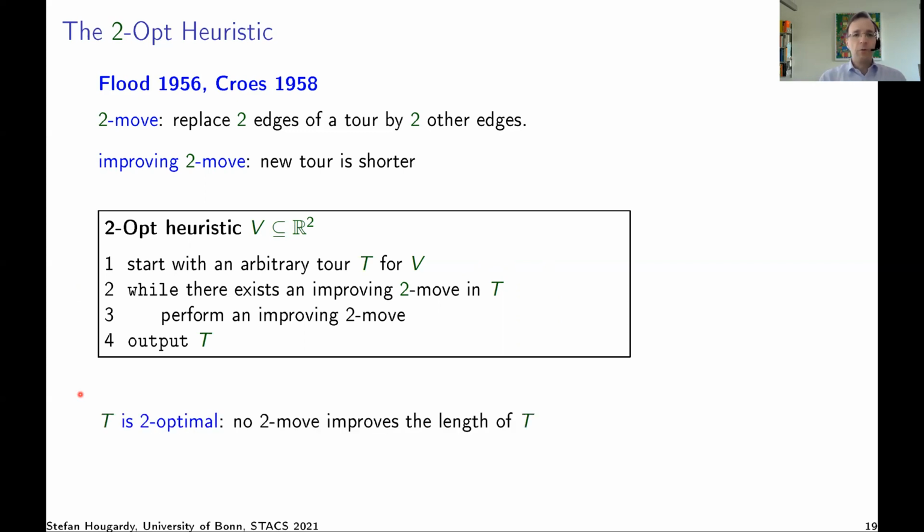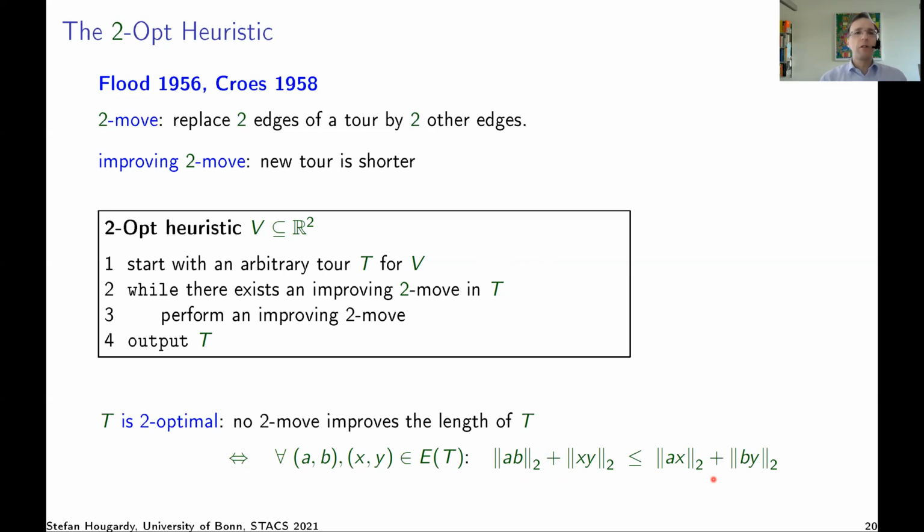A tour where we cannot find an improving two-move will be called two-optimal. This, of course, means that the output of the two-opt heuristic will always be two-optimal. Another way to define this is that whenever we have two edges in our tour, then the length of these two edges is bounded by the length of the two edges by which we could replace them.